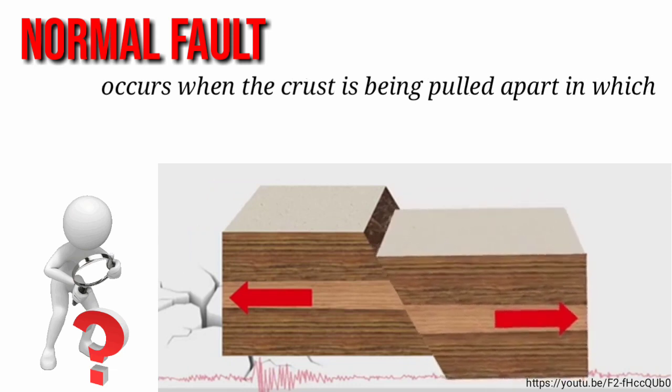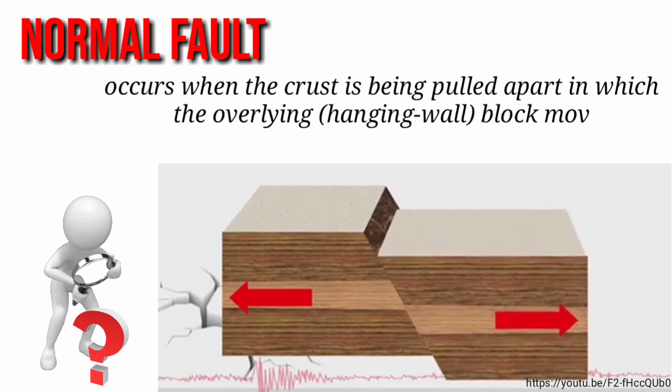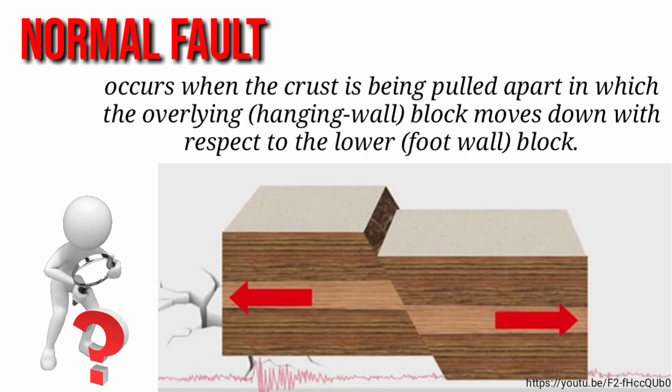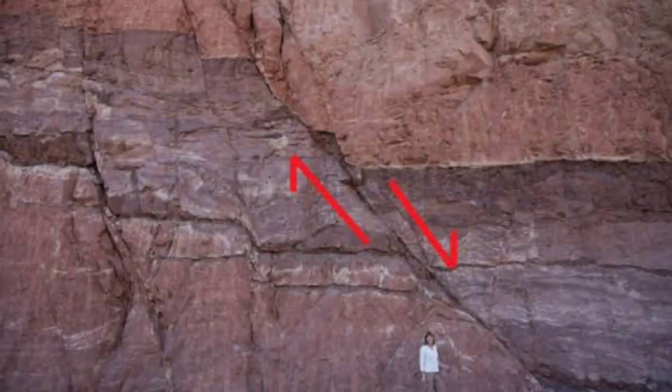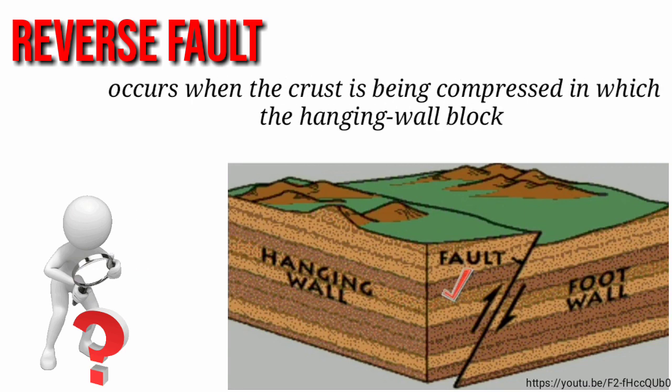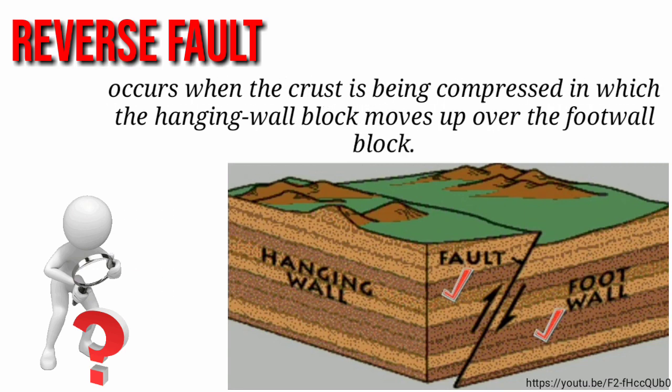A normal fault occurs when the crust is being pulled apart, in which the overlying block moves down with respect to the lower block. A reverse fault occurs when the crust is being compressed, in which the hanging wall block moves up over the footwall block.